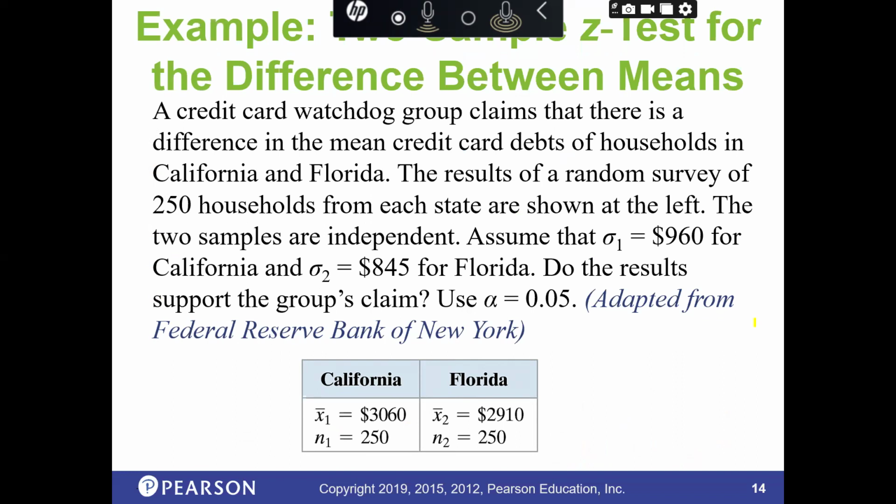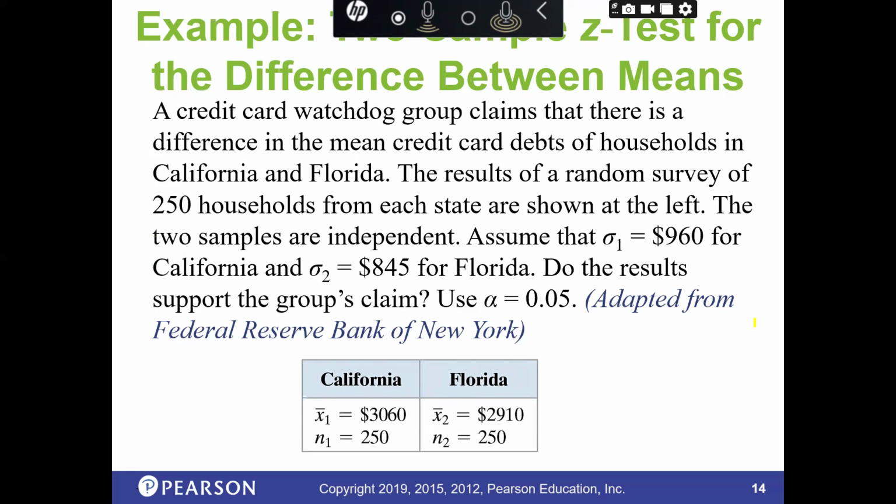So we have a credit counseling group, credit watchdog group here claims that there's a difference in the average credit card debts and households between California and Florida. So maybe credit card companies are targeting California because the pay is higher. I'm not sure. So is it or is it not here? The watchdog group claims that there is a difference between credit card debts and households in California and Florida. Good. So we'll go with that.